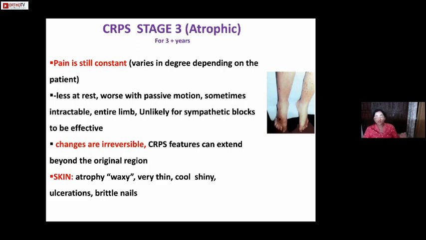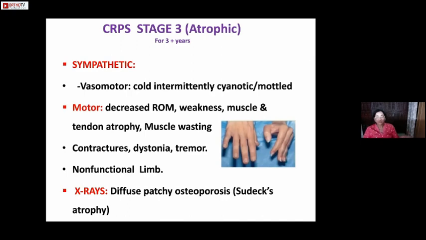In this stage, CRPS features can extend beyond the original region, and skin may look atrophic, waxy, very thin, or associated with ulcers. Again, there are sympathetic changes, vasoconstriction, cold extremity, intermittently cyanotic or mottled appearance, and a non-functional limb associated with contractures, dystonia, muscle wasting, tremors, and X-ray may show classical diffuse patchy osteoporosis that is termed Sudeck's atrophy.